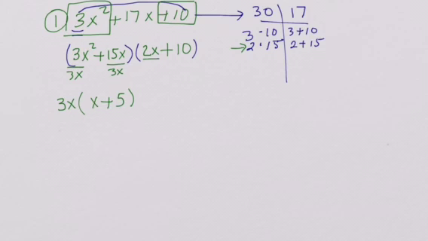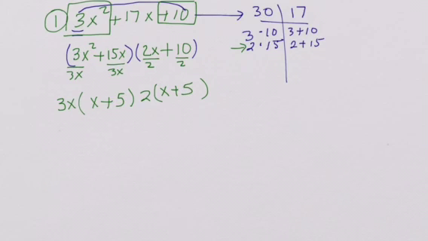Now I'm going to ask myself, what's the greatest common factor for 2 and 10? It's 2, so I'm going to take out my 2. 2 goes into 2 one time. Where do I have more x's? On the top. How many more do I have? 1. And 2 goes into 10 5 times.